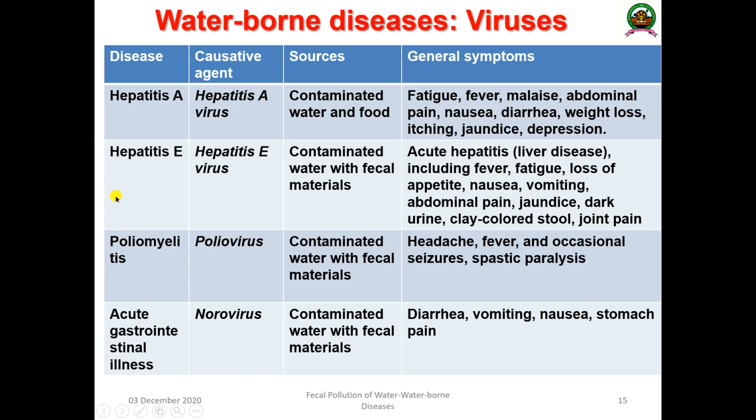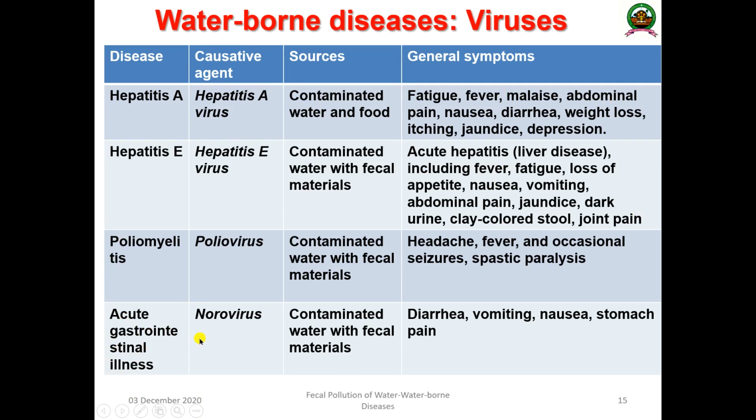Next one, this you have already seen, polio, known as poliomyelitis. The causative agent is the polio virus. This is transmitted through contaminated water with fecal material. The major symptoms are headache, fever, and occasional seizures, and spastic paralysis. Earlier, polio was one of the major problems, and now we have tried to eradicate that one.